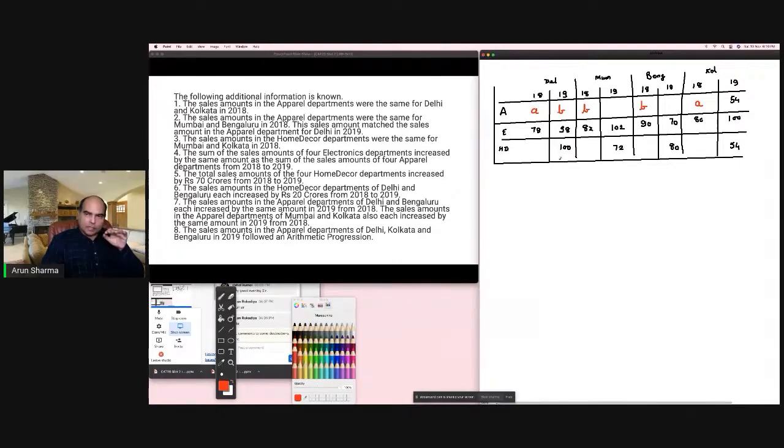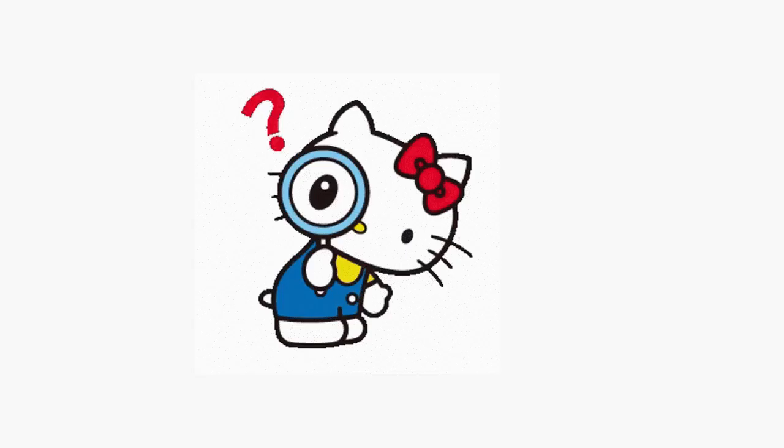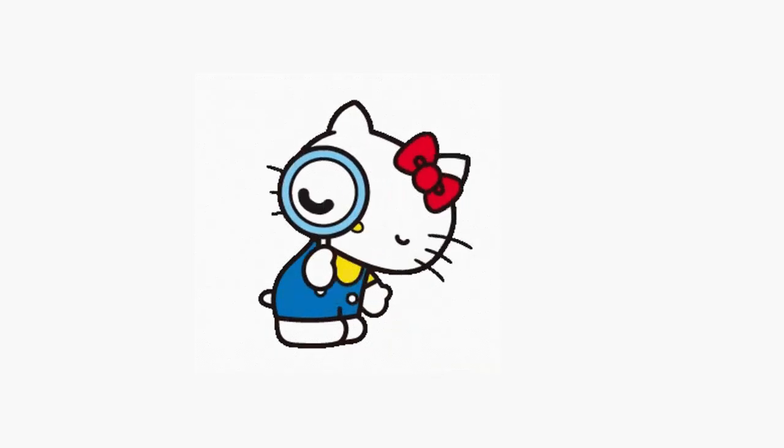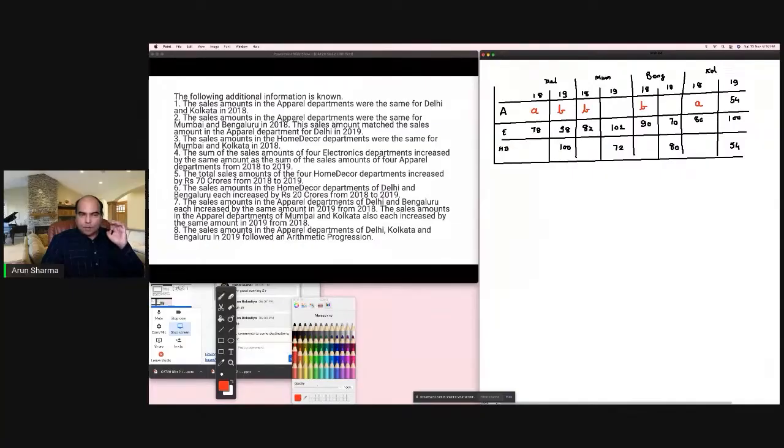So you have got two numbers coming in, A and B right now. B has 3 instances in the apparels row, and A has 2 instances. Right? I'll just recheck in the exam that I've done this correctly. The sales amounts in the apparel department was the same for Mumbai and Bangalore in 2018. Right? So I've put the 2 B's correctly there. And this sales amount matched the sales amount in the apparel department for Delhi in 2019. So ये भी यहाँ पे आ जाएगा. This is the reaction to the second clue.